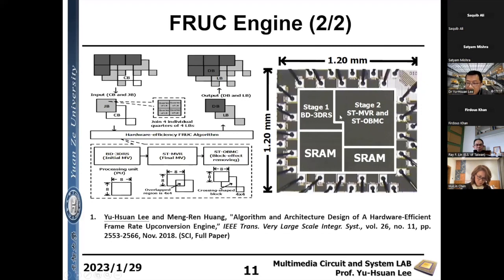We can also see here, we put the SRAM around the corner. With this floor plan, we can reduce the IR drop efficiently. And here is the IO bonding wire. Okay, so that's stage 1, and here is stage 2.